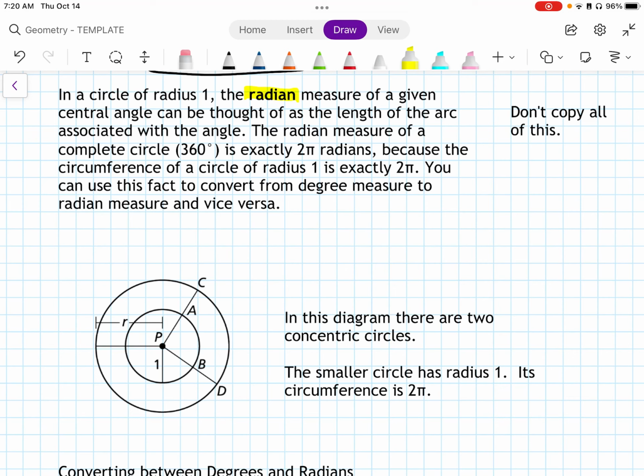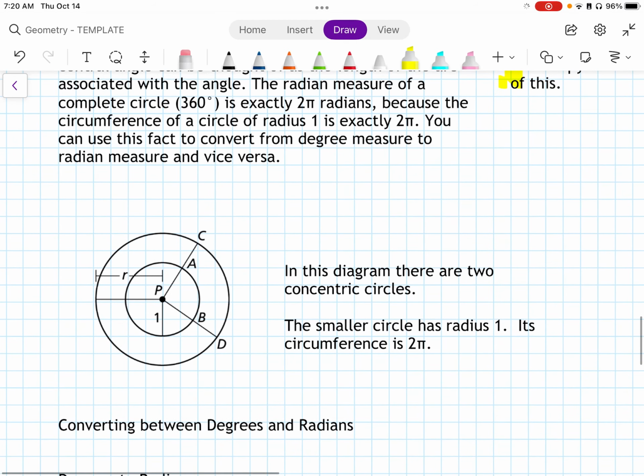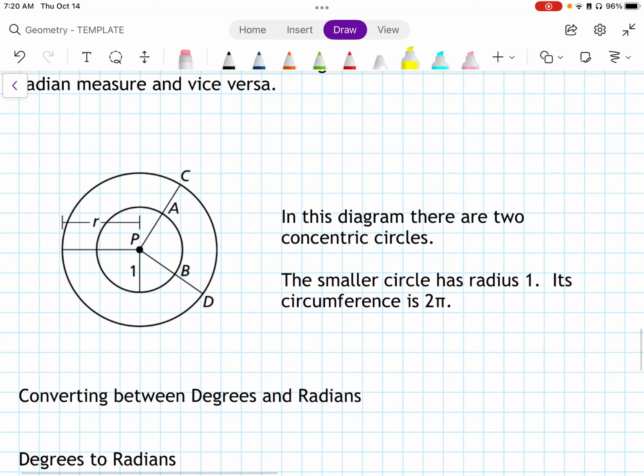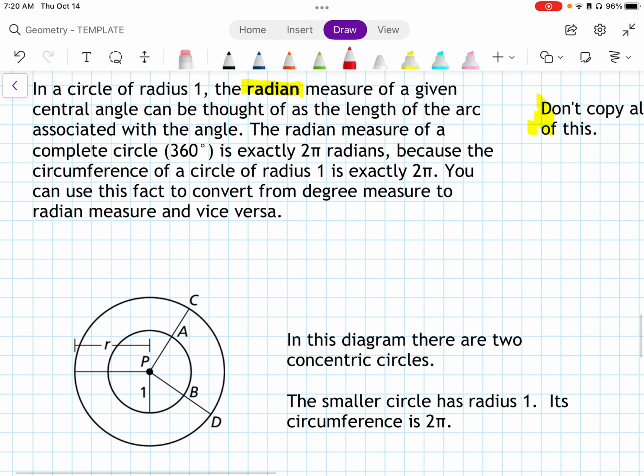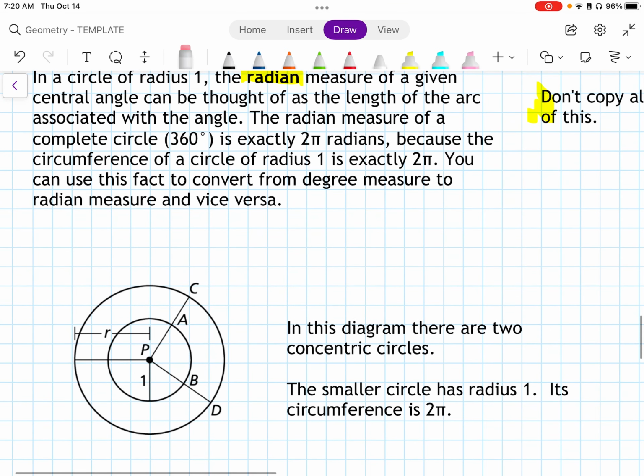You can use this fact to convert from degree measures to radian measures and vice versa. And as I say on the side, if you're taking notes, you don't need to copy all that down. Let's look at this picture here, though. So radians are a new way to talk about angle measures, right? We've always thought of angle measures for any circle. What we're going to do here is compare it to what's called the unit circle, the circle with a radius of 1.